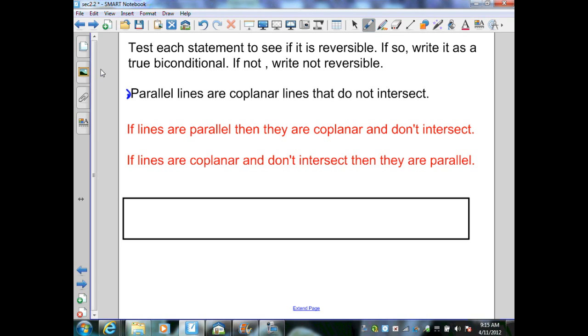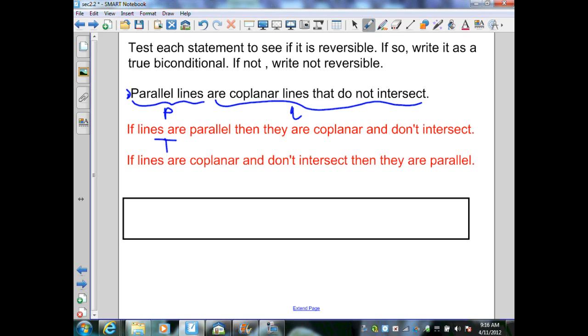Here I have my statement. Parallel lines are coplanar lines that do not intersect. I have to write that as two conditionals. Therefore, what I need to do is to identify the hypothesis. Here, parallel lines is my hypothesis, or P, and my Q is coplanar lines that do not intersect. That is my Q. And I've written the first conditional. If lines are parallel, then they are coplanar and do not intersect.